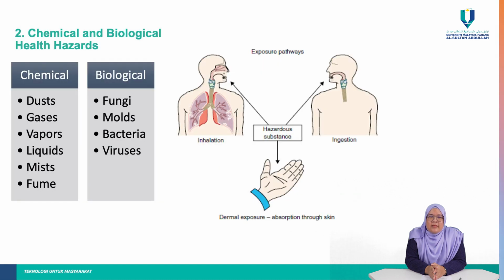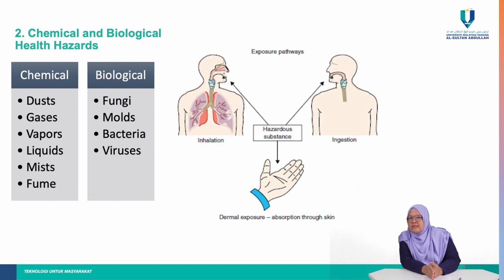Next is chemical and biological health hazard. So this is the second type of hazard, which is chemical and biological health hazard. By definition, chemical hazards refer to substances that have the potential to cause harm to human health, the environment or property due to their chemical properties. These hazards arise from exposure to various types of chemicals, including toxic, flammable, reactive and corrosive substances. So from the slides, these are the examples of chemical hazard, including dust, gases, vapors, liquids, mist and fume.